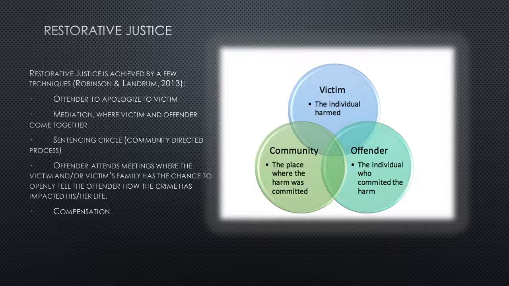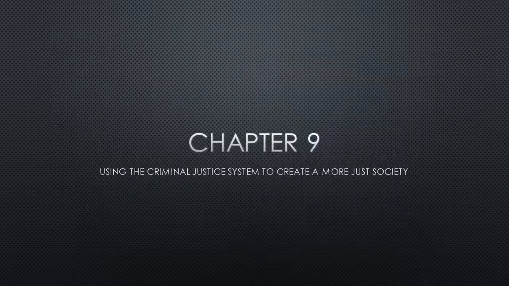Restorative justice is achieved by a few techniques: the offender apologizes to the victim; mediation, where the victim and offender come together; and a sentencing circle, where the offender attends meetings with the victim and/or the victim's family. In Chapter 9, we will be discussing how to use the criminal justice system to create a more just society.